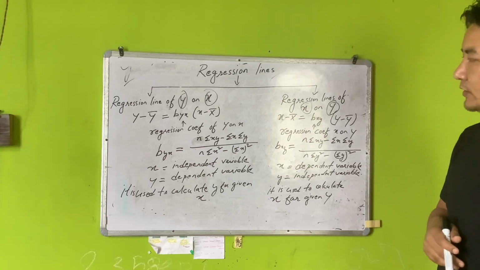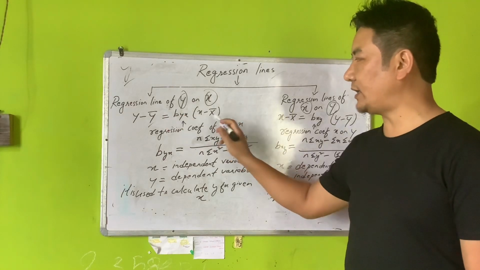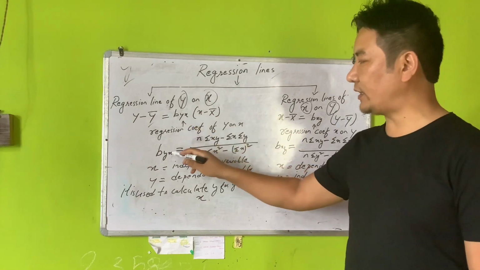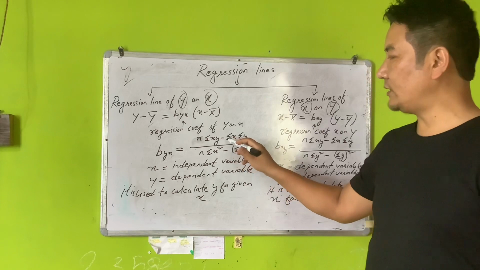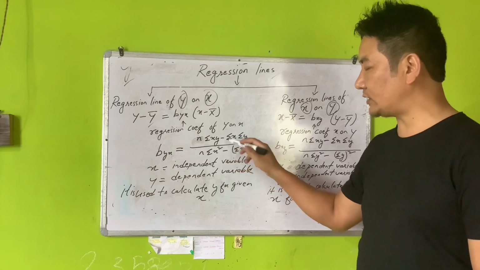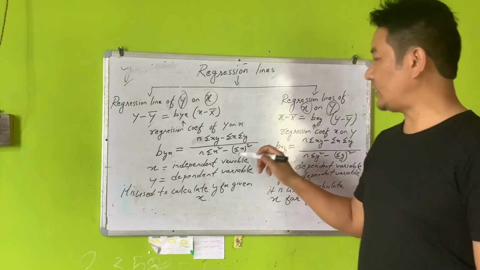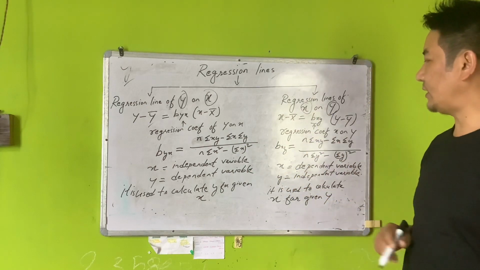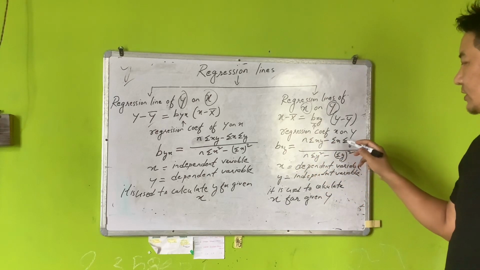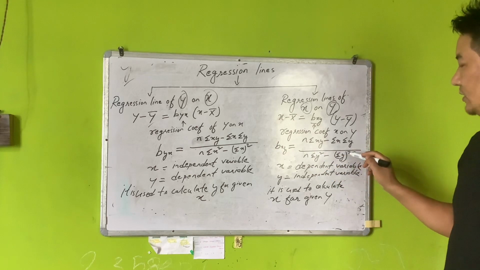Okay, so you have to calculate x bar, y bar, and byx here. So how are you going to find byx? byx is equal to n summation of xy minus summation of x summation of y, divided by n summation of x square minus summation of x whole square. Then this coefficient bxy is equal to n summation of xy minus summation of x summation of y, divided by n summation of y square minus summation of y whole square.